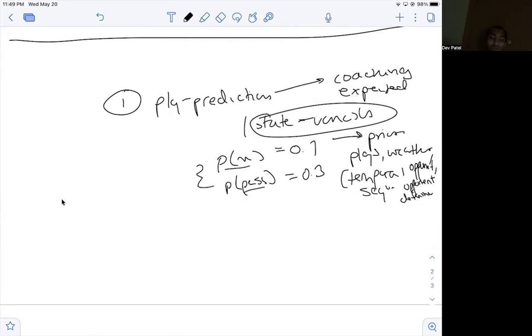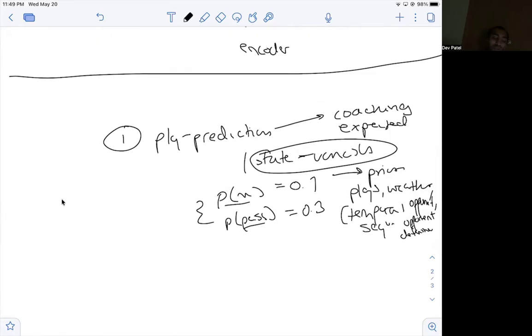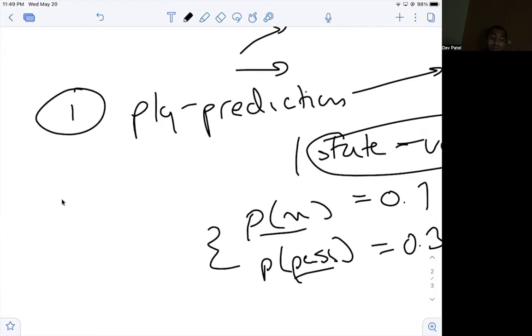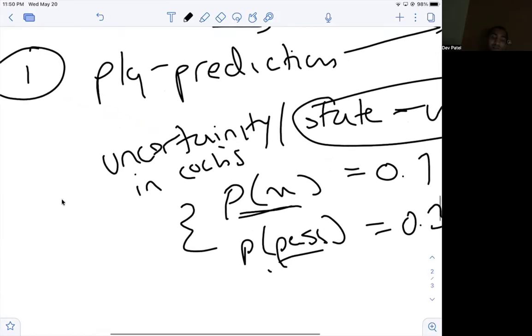Probability of run is this, probability of pass is this. Observed is just a binary: he passed or he ran the ball. So a coach could actually be 50-50 and want to run, but the observed would only be a binary, like he just ran the ball. We want to quantify the uncertainty in the coach's decision in deciding whether he wants to run or pass the ball.